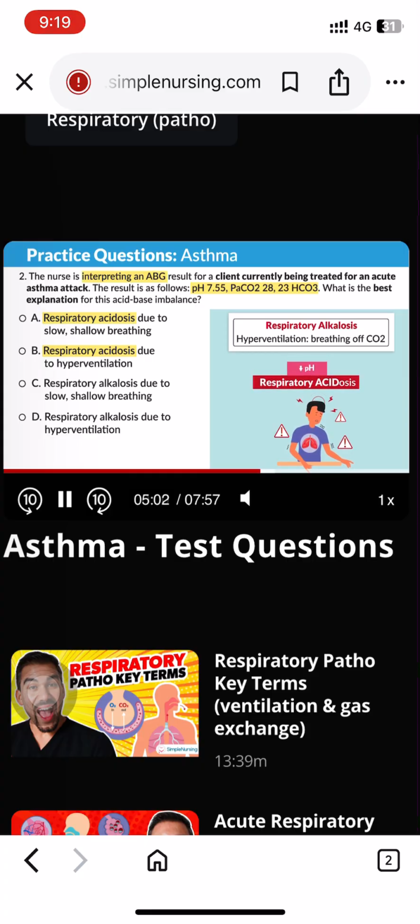So a big test tip here. If you ever doubt your answer, always reread the question and see what it's asking, and then choose the best answer choice.